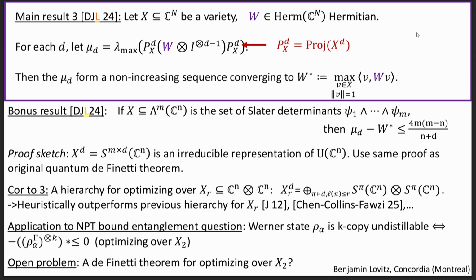Because of this application to NPT-bound entanglement, it would be really nice to find, and this is the main open problem that I want to pose that I'm very frustrated with: can we prove a quantum de Finetti theorem for optimizing over Schmidt rank 2 states? The problem here is that the space is not irreducible. I've written XRD out in terms of Schur modules. It's not irreducible, right? It has this decomposition.